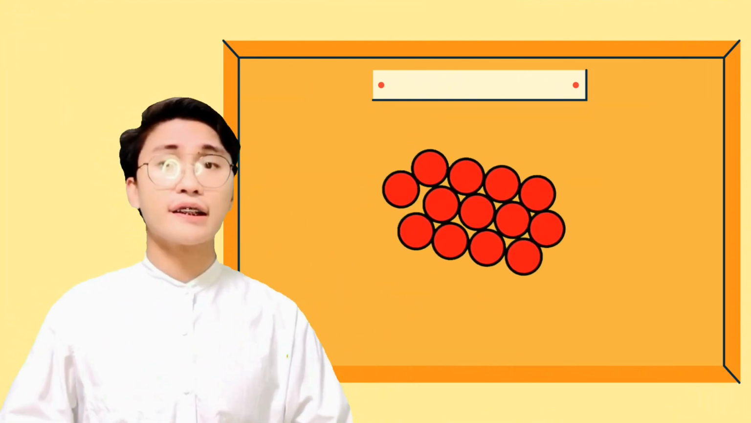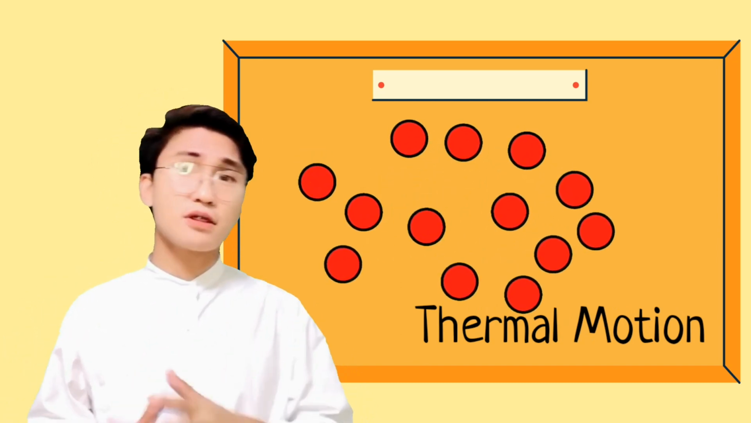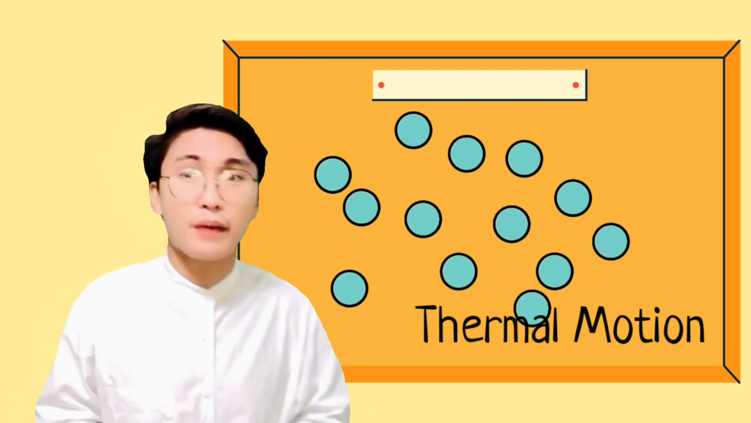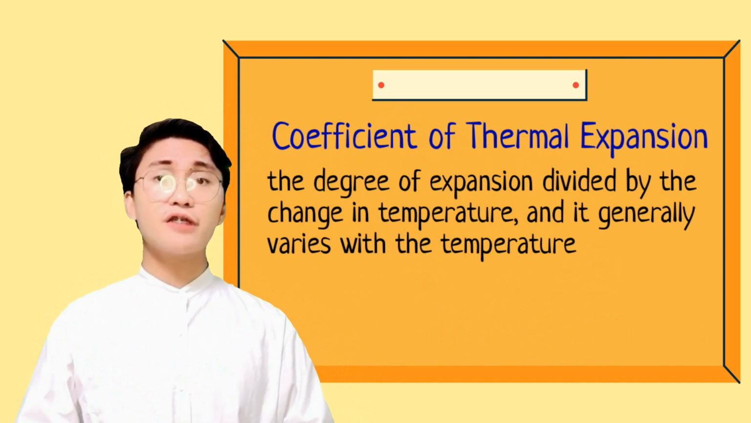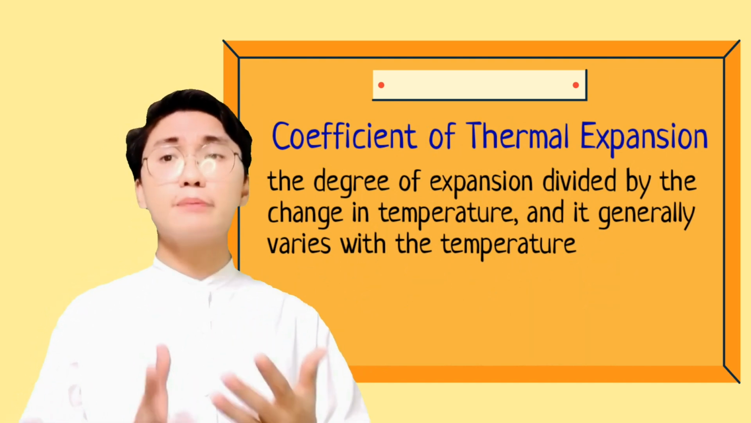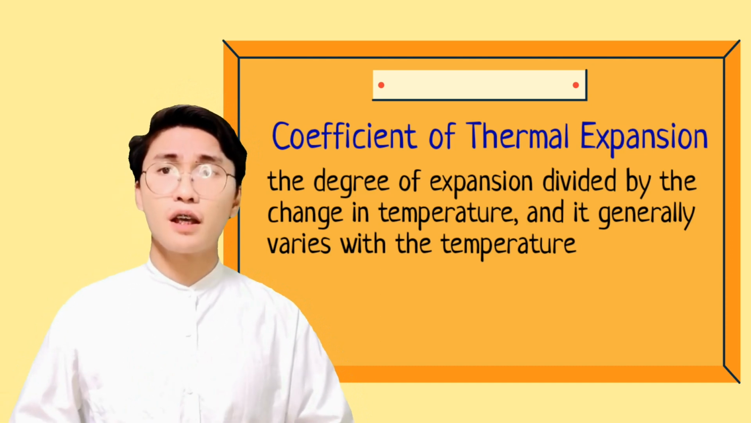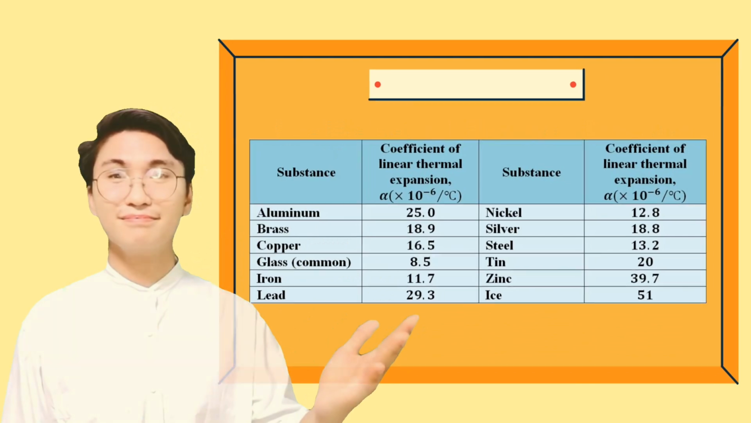In solids, for example, atoms and molecules are constantly vibrating around their equilibrium point. Thermal motion is the term for this type of activity. When a substance is heated, its particles begin to move more, creating a greater space between them. The coefficient of thermal expansion of a material is defined as the degree of expansion divided by the change in temperature, and it generally varies with the temperature. Here are some coefficients of thermal expansion of a material.